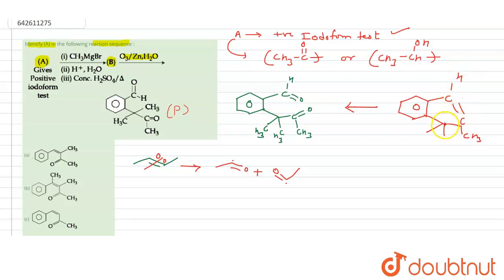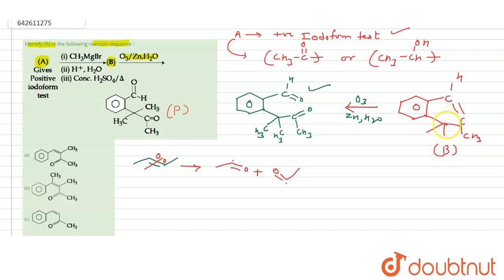So this must be our B compound, because when we carry out the ozonolysis, this compound will form this product. That means the B compound will form this product. So that means B must be this.